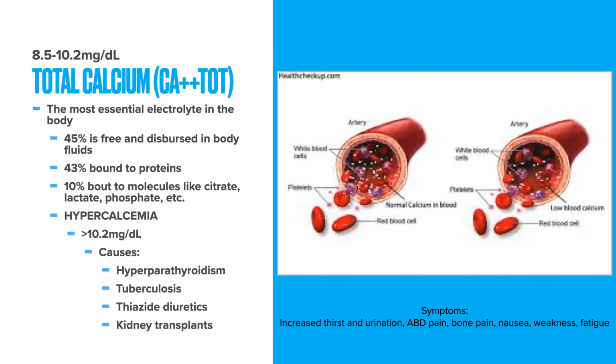Some common symptoms that you'll see with hypercalcemia include increased thirst and urination, abdominal pain, bone pain, nausea, weakness, and fatigue. What are some other diseases that have those similar symptoms? Diabetes, yeah. You have that increased thirst and urination. What is that called? Polyuria. Okay. Polyuria is urination. Polydipsia is thirst, and polyuria is urination. Abdominal pain, bone pain, nausea, weakness, and fatigue.